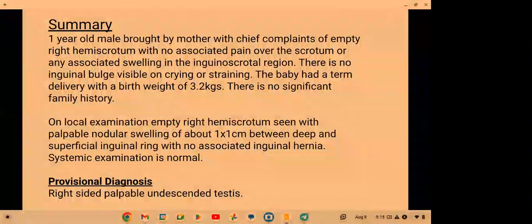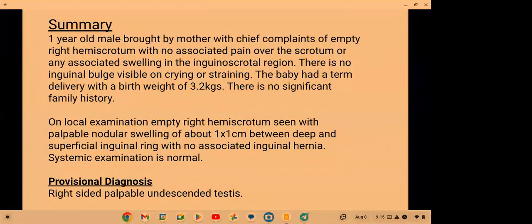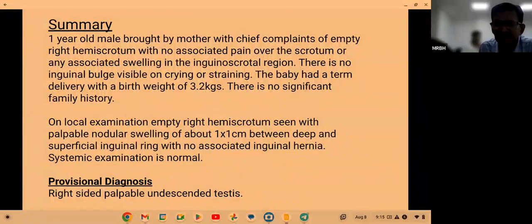Sir, do we have to mention the resting phase? I read it somewhere. It is there, it is described in the anatomy book. In this period it does not move. There is no harm. That is the usual chronology of descent.